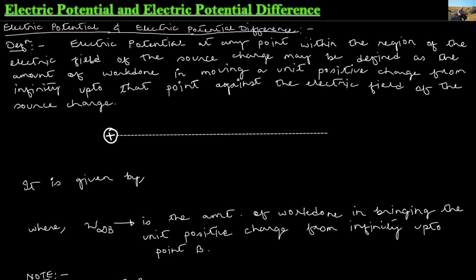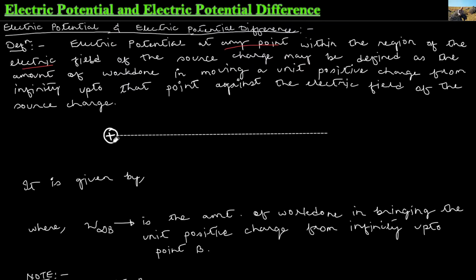Basically, electric potential is nothing but the amount of work done in bringing a charge from a certain point up to the point where the electric field is experienced. Now, in this definition, I have clearly written that it is the electric potential at any point within the region of the electric field.